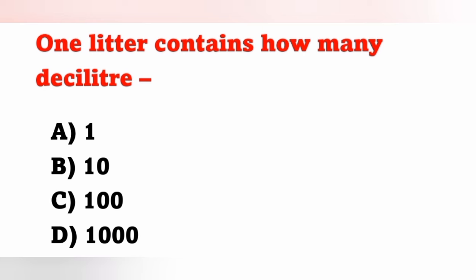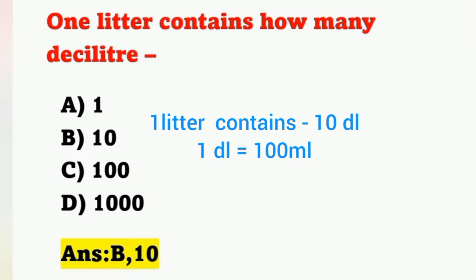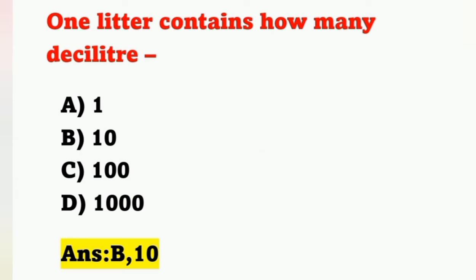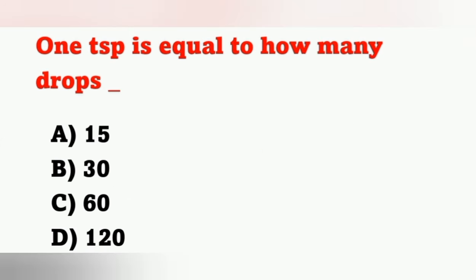Options: option A 1, option B 10, option C 100, option D 1000. 1 liter contains how many deciliters? That is the question. So it contains 10 deciliters. 1 liter contains 10 deciliters. 1 deciliter is equal to 100 ml. So in our question, 1 liter contains how many deciliters? It is 10.